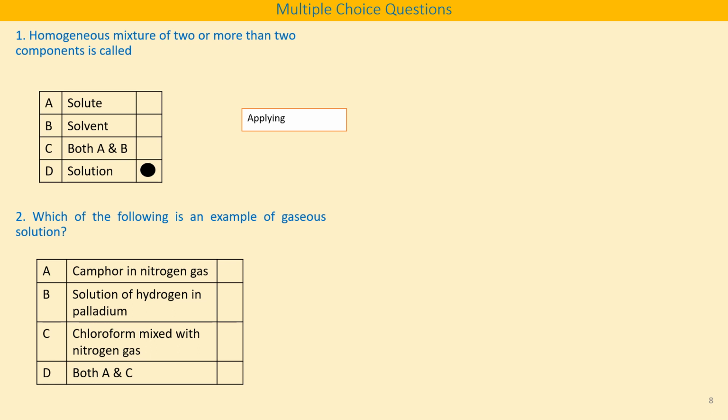Examples of gaseous solution. That is, camphor and nitrogen gas is a gaseous solution. Solution of hydrogen in palladium is not the correct answer. Chloroform mixed with nitrogen is also a gaseous solution. So choice A and C are gaseous solutions. Please mark the correct answer. Option D.